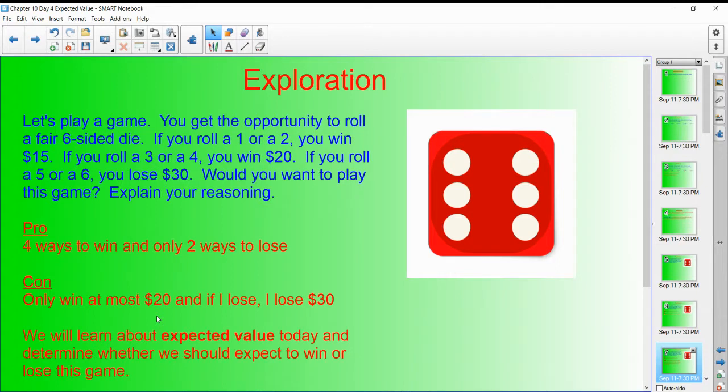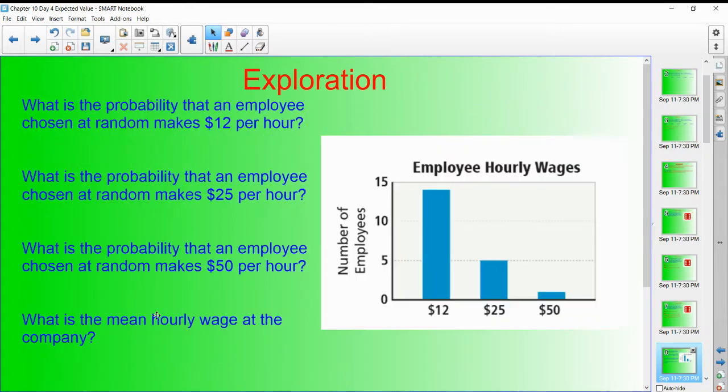Now today we're going to learn about expected value and whether this is a game we want to play. On average, does it have a positive outcome or a negative outcome? This is what we have to think about when making decisions based on probability. Do I win more than I lose? So let's look at some employee hourly wages, find the averages of them, look at probability, and we're going to connect that to expected value.